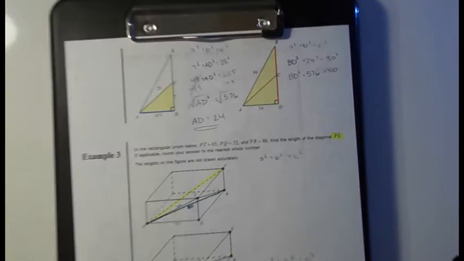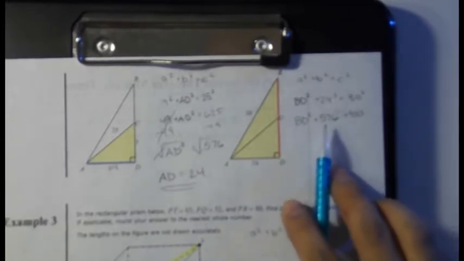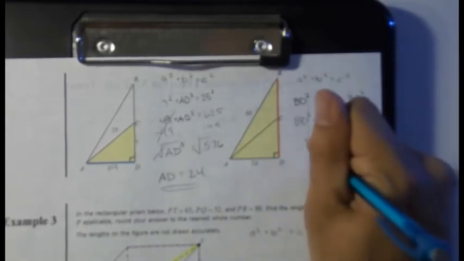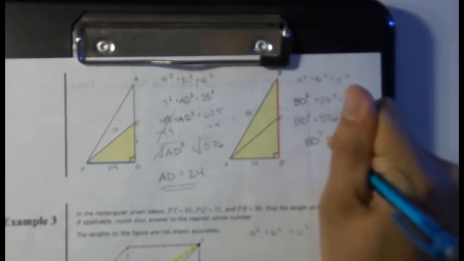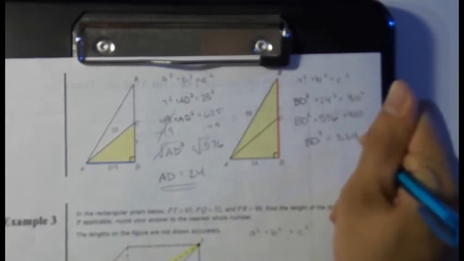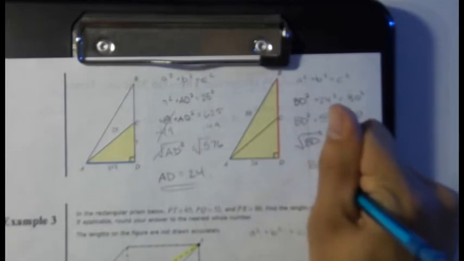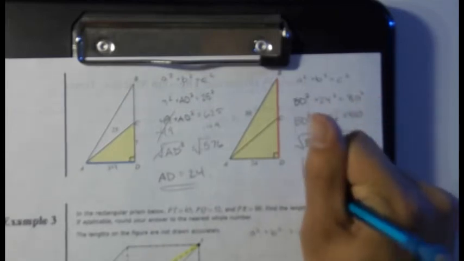Let me just zoom in, just so you can see that. Okay, so we're going to subtract 576 from both sides. I'm not going to write it, I'm just going to give you what that is. We're going to have BD squared equal to, when you subtract it, 324. And you can find out what this is. BD is going to be 18 units. So this line segment is 18.